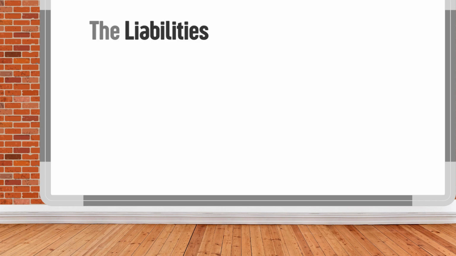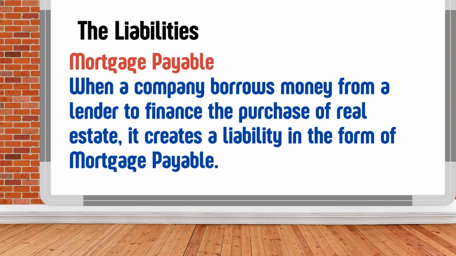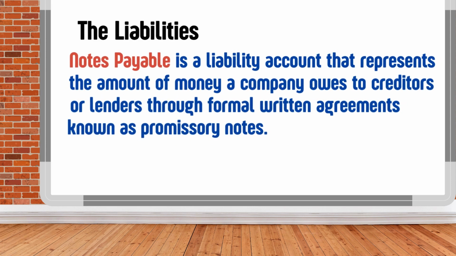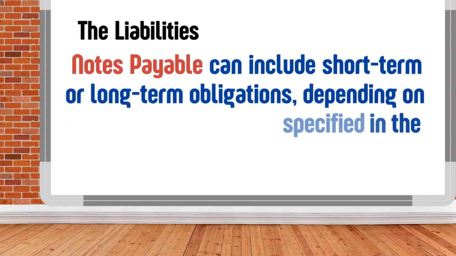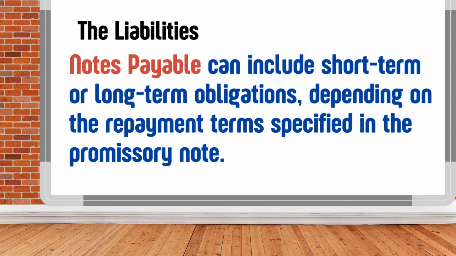When a company borrows money from a lender to finance the purchase of real estate. Another common liability is the notes payable, which is a liability account that represents the amount of money a company owes to creditors or lenders through formal written agreements known as promissory notes. It can include short-term or long-term obligations, depending on the repayment terms specified in the promissory note.